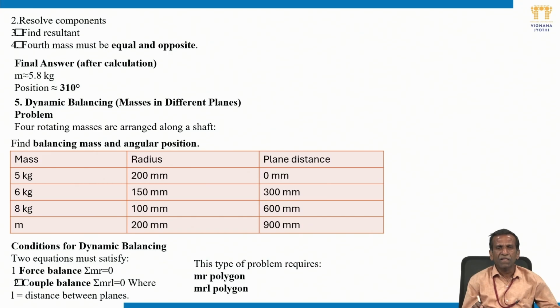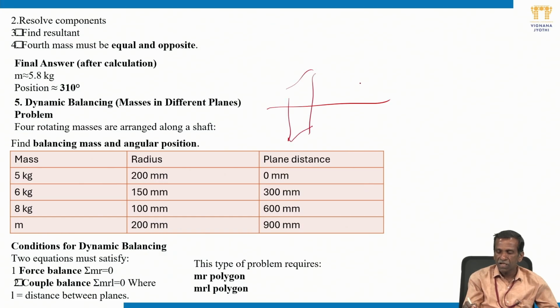Coming to dynamic balancing, as you know, what is the additional condition we need to verify? It is not only sigma mr, all the force quantities being 0, algebraic sum, but sigma mrL also. It means the masses are rotating in different planes. Dynamic balancing arises when different masses are rotating in different planes. Here in this plane some masses are there, in this plane some masses are. Even though forces are balanced, suppose the resultant of all the forces in this plane is in this direction, and the resultant of all the forces in the other plane is in this direction.